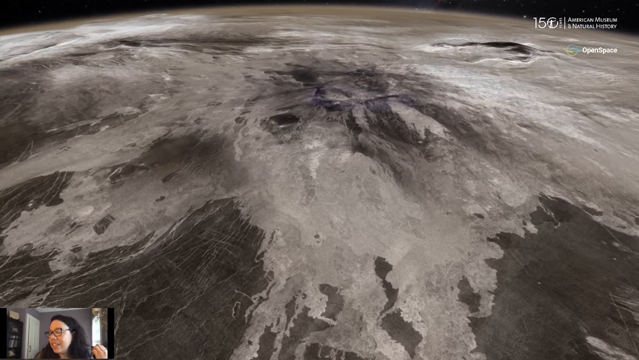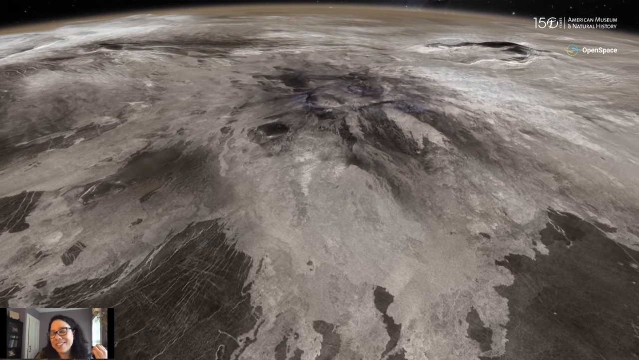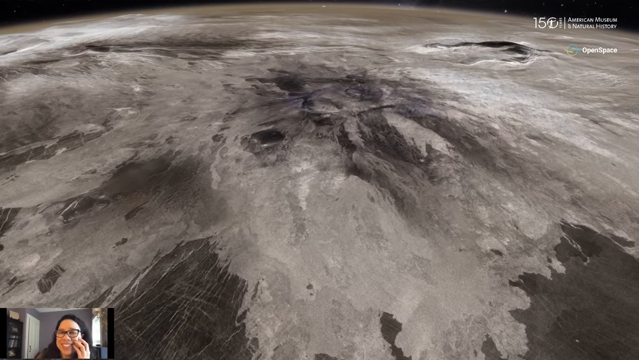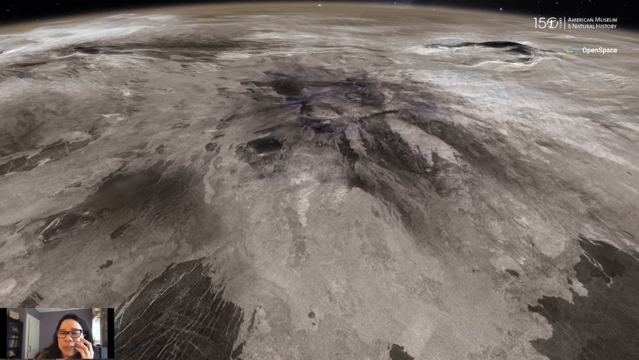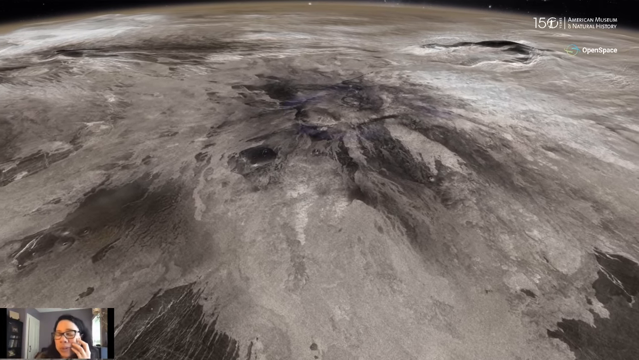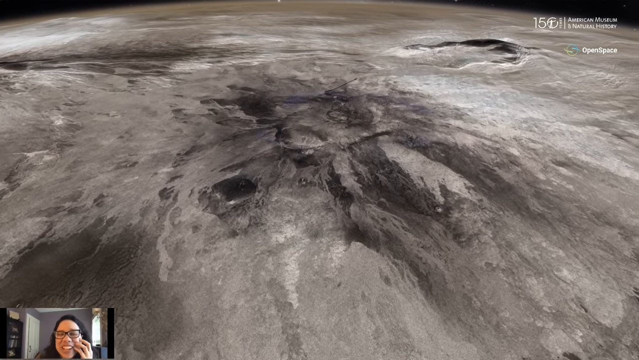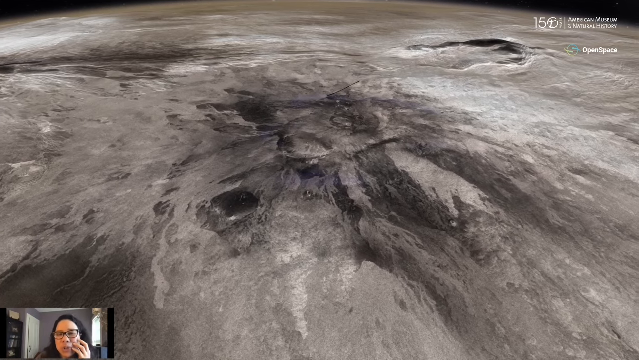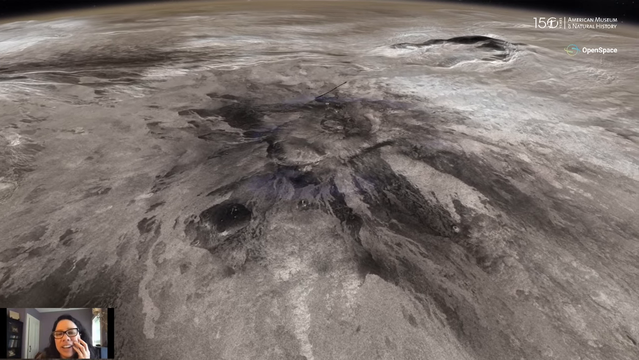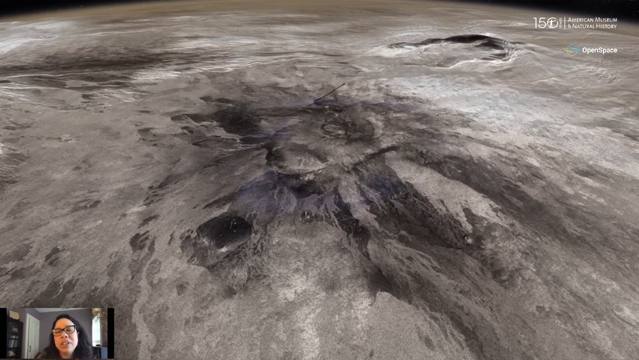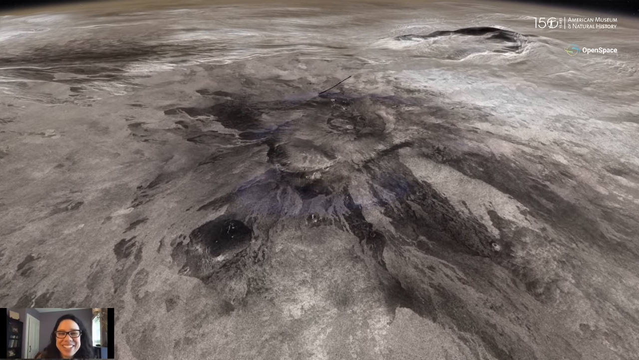Maat is the Egyptian goddess of truth and justice. So for you kids, you can think of her as a member of the Justice League, Maat. And this volcano also shows a long history of beautiful volcanic eruptions.